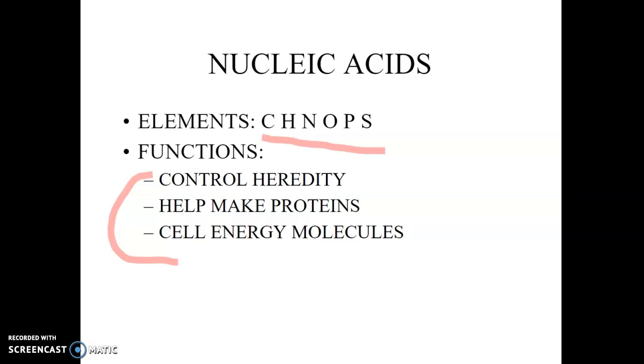Because everything you eat was once living. So therefore, it's got nucleic acid. This is DNA and RNA, and all living things have that. So you get that in your diet as long as you're eating something. The functions of this are to control heredity, help to make proteins, and cell energy molecules.